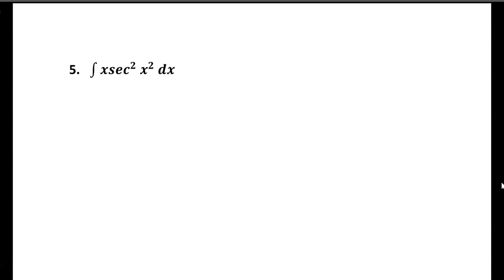Hello everyone. In this video, we will continue to work with integral of transcendental function. So for this particular integrand, I would like everyone to take a look at secant square of x squared. Remember I mentioned in previous video, whenever you have a square, then what you need to do is you need to check your formula sheet.